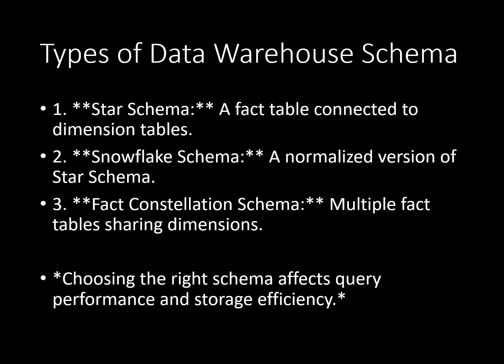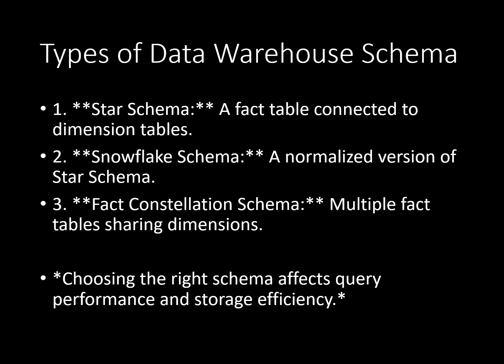Now let's discuss different types of schemas used in data warehouses. The schema design plays a huge role in how efficiently data can be queried and analyzed. Here are three common types. First, star schema. In this design, there is a central fact table that stores quantitative data like sales or revenue. This fact table is connected to multiple dimension tables that store descriptive data such as product details or customer information. It's simple and easy to use.